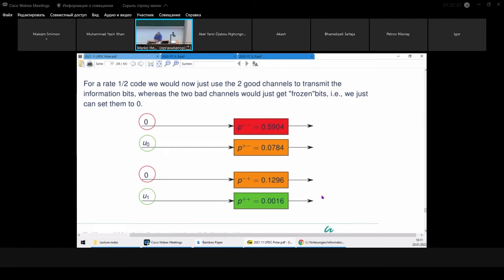Now, if we are thinking about the actual transmission of this, we would of course use the good channels for our information bits. So using the good channels for the U information bits, and for the inputs of the bad channels, we would use the frozen bits, the redundant bits. So we use the good channels to transmit our information bits, and we use the bad channels just applying some so-called frozen bits, so redundant bits.